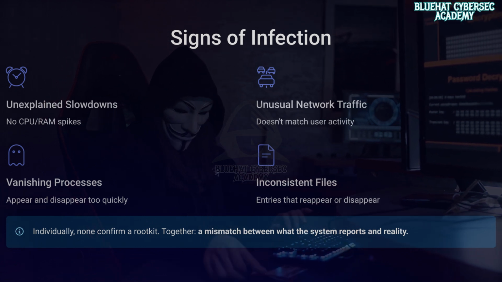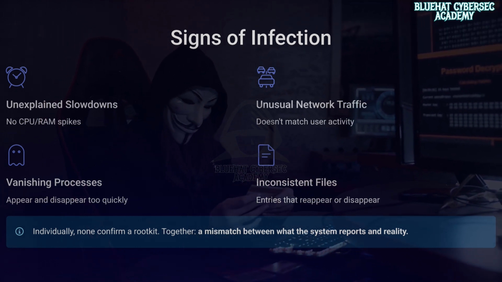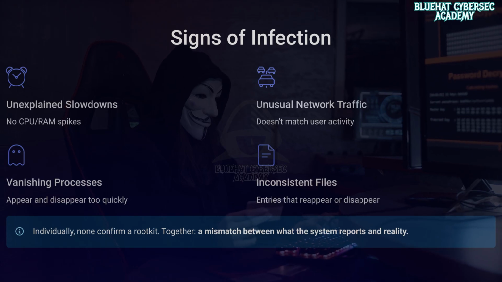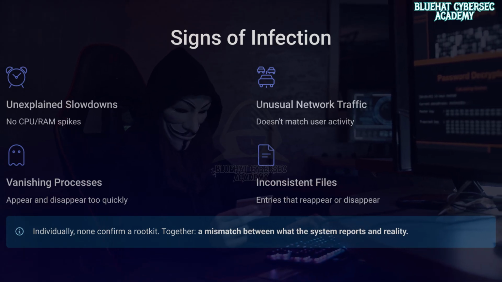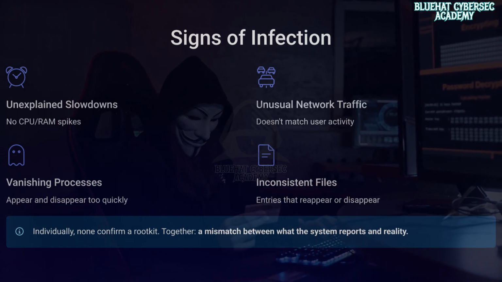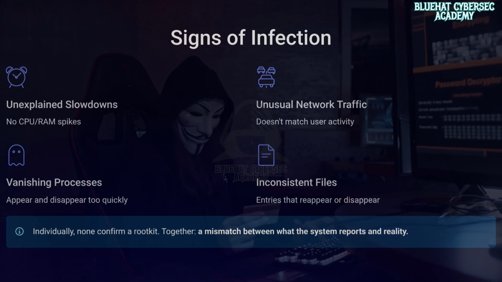Now here's the important part. Individually, none of these confirm a rootkit, but together they form a pattern, a mismatch between what the system reports and what reality suggests.